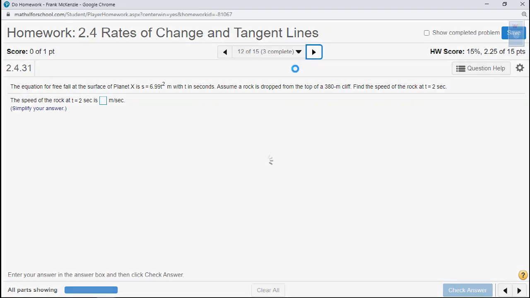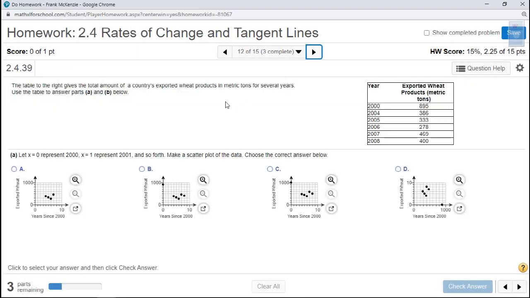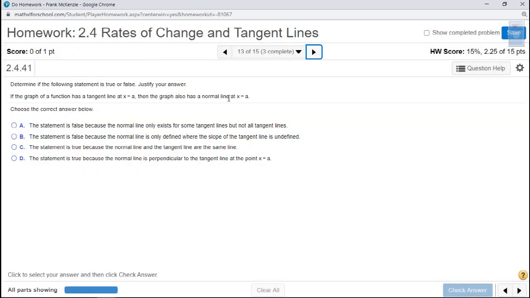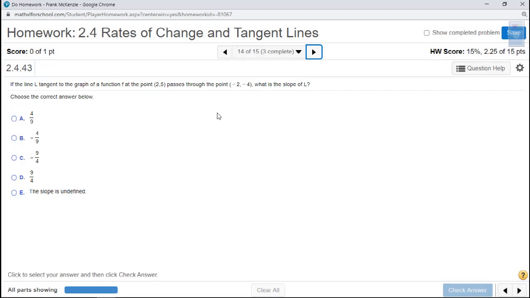Same thing. Now let you guys figure that one out. Same thing here with this one. You guys can kind of think through that and figure it out.